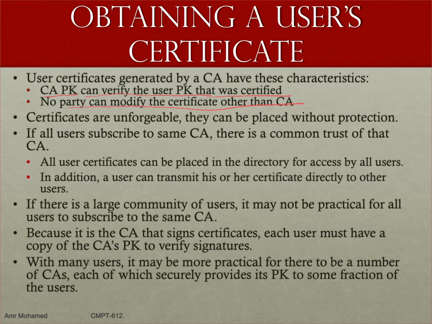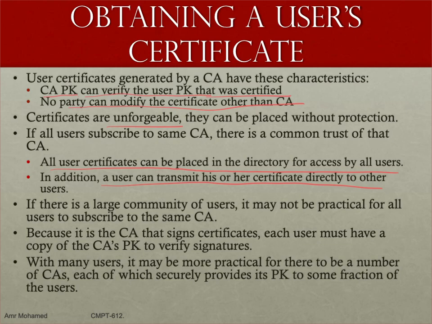Certificates are unforgeable, of course, similar to the ticket. So I can store it on the directory service and so on, but I cannot modify it in any way. If I put even 1 byte different, it becomes invalid. All user certificates can be placed in the directory for access by all users. Certificates become plain text files. They can be stored on the directory, and everybody can use any of these certificates to verify the certificate authority. If I can verify the certificate authority, then I trust the public key inside it.